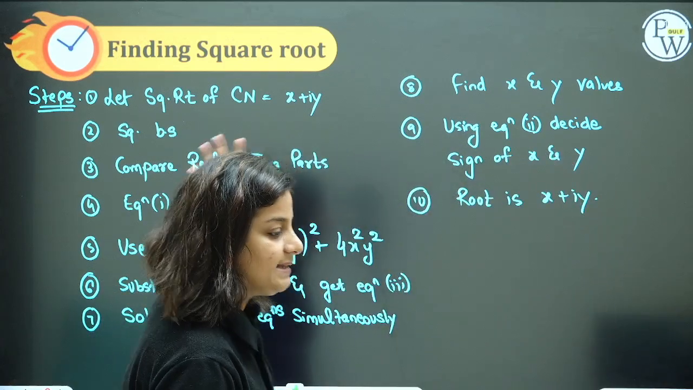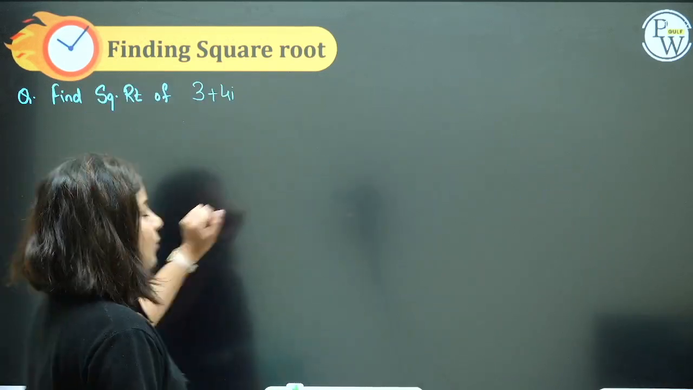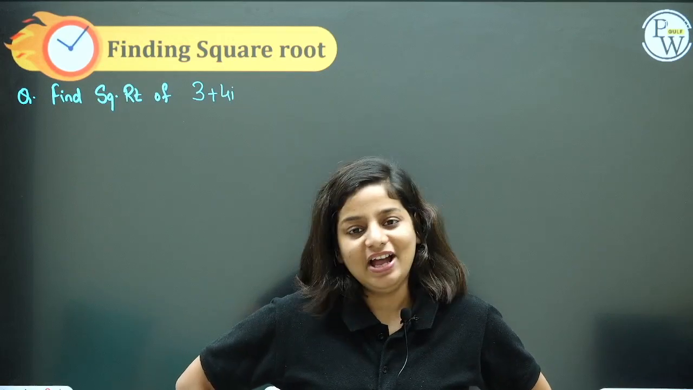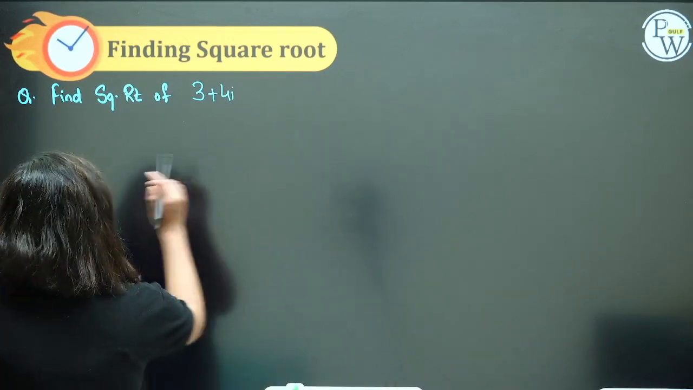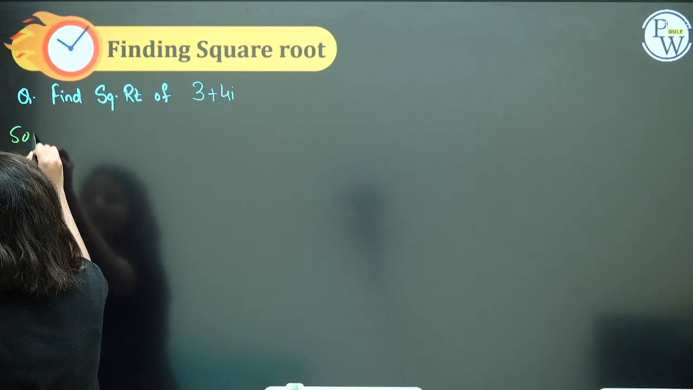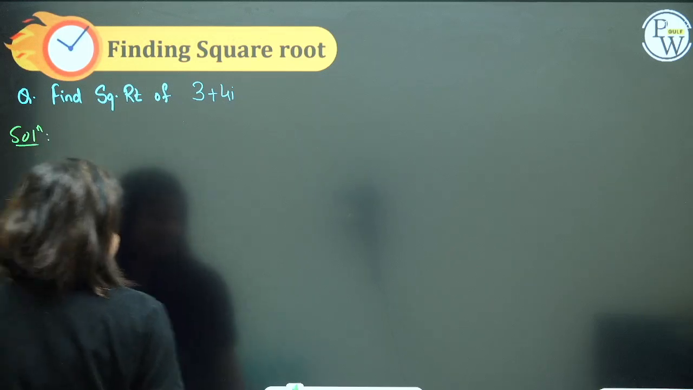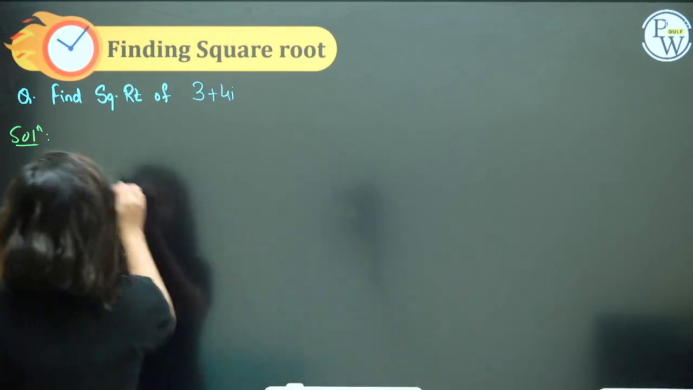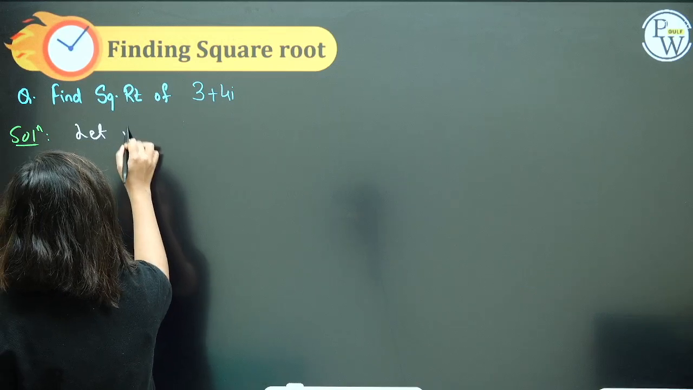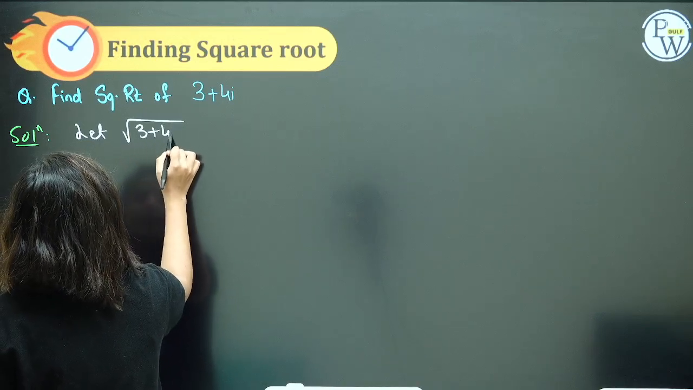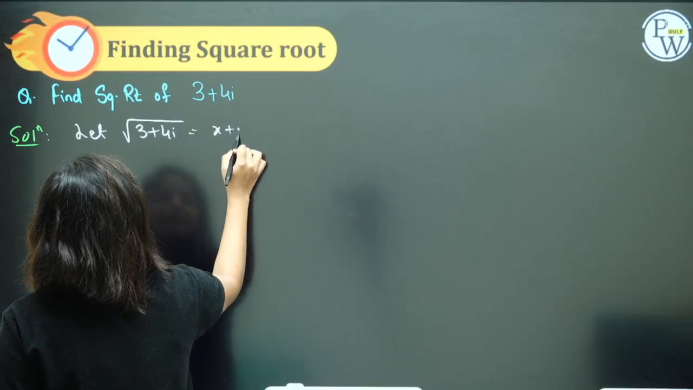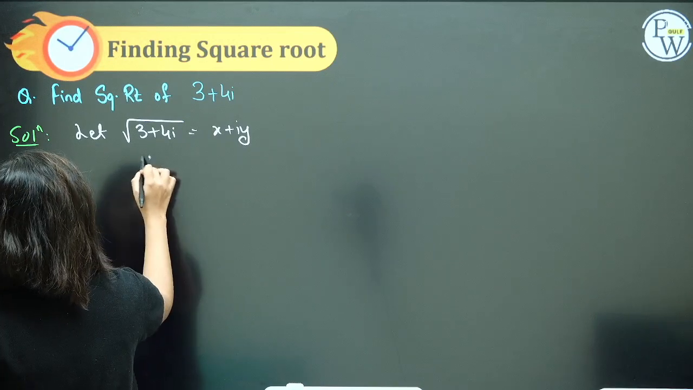And now whatever I said, let me show it with the help of an example. Are you ready to find the square root of 3 plus 4i? Here we go. The solution starts. Let square root of 3 plus 4i be equal to x plus iy. What was the second step? Square on both the sides.